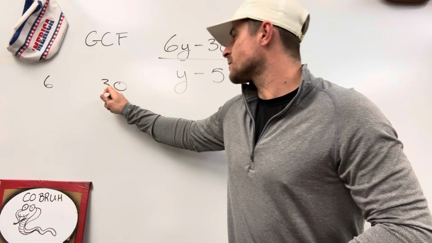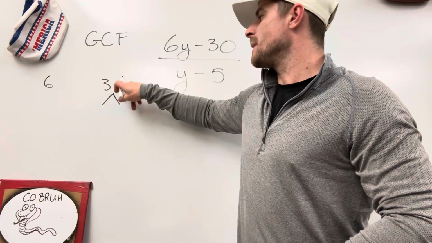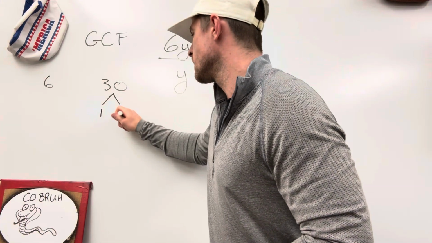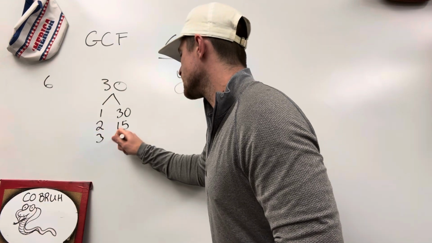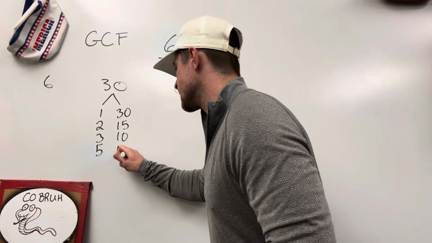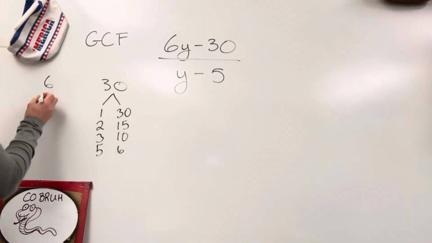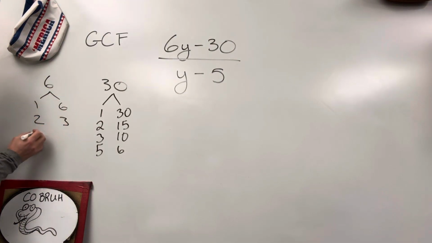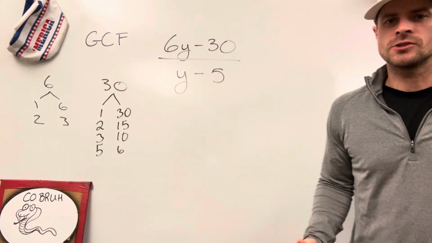So remember, factoring a number is finding two numbers that when multiplied together make this number up here. So what two numbers multiplied together make 30? 1 and 30, 2 and 15, 3 and 10, 5 and 6. Seems to be all of them. Let's go to 6. What can make a 6? A 1 times a 6, a 2 times a 3, and that's it. Okay, we got all of our factors listed out.